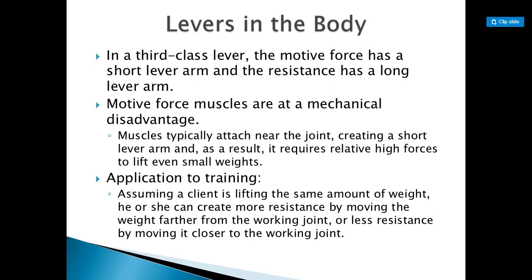Now we shall discuss levers in the body. In a third class lever, the motive force has a short lever arm and the resistance has a long lever arm. Motive force muscles are at a mechanical disadvantage. Muscles typically attach near the joint, creating a short lever arm, and as a result it requires relatively high forces to lift even small weight.